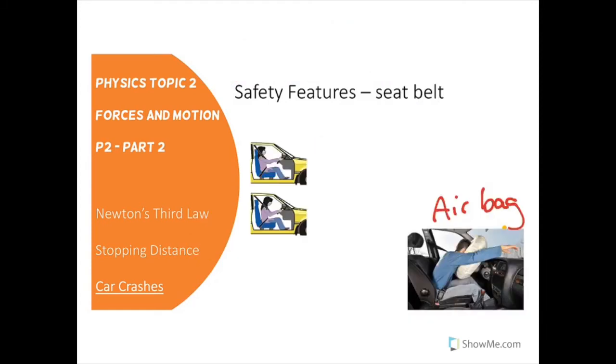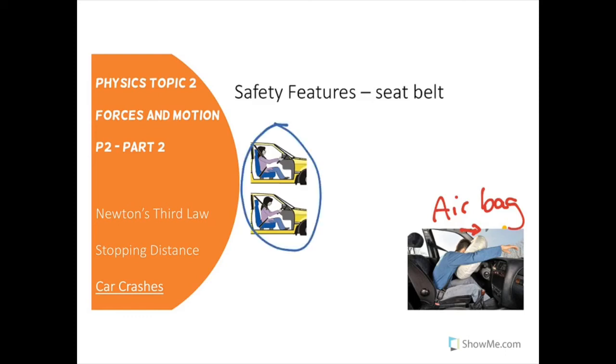And that is also what the airbag does. So if a person hits an airbag, their head's going to slow down over a longer period of time, and it's going to be much better for them hitting an airbag than it would be for them to hit the dashboard, which is made out of hard plastic.